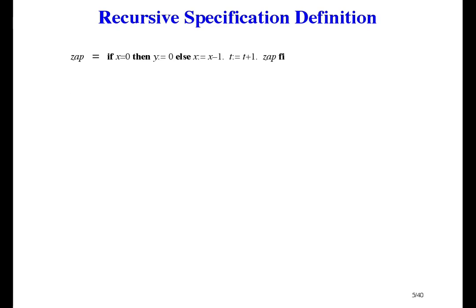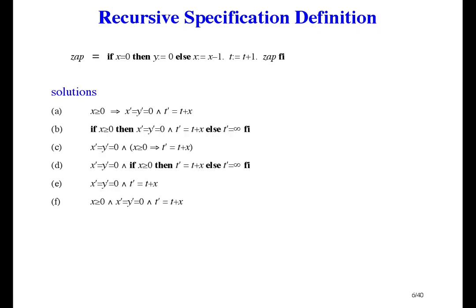But it doesn't define zap very well because this equation has many solutions for zap. Here are 6 of them. The top solution is the weakest one. It says the least about the computation because it only talks about when x is non-negative. The bottom two are too strong to be talking about computation. They're unimplementable.